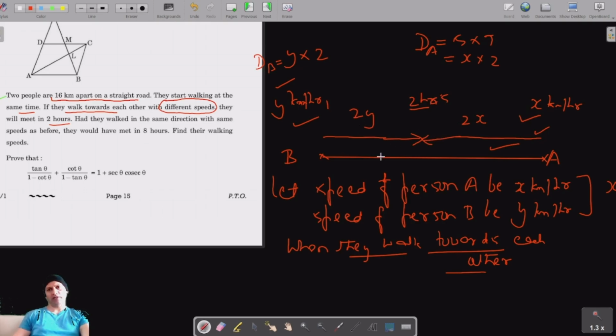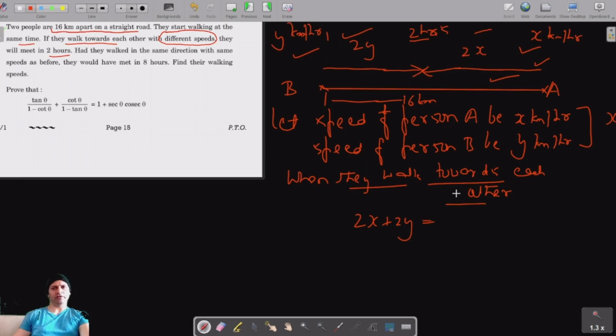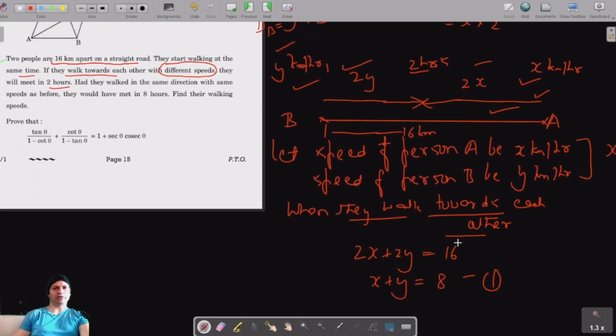So they meet at this point, and the total distance traveled by them, if we add this distance and this distance, is 16 kilometers. So we can say that 2x plus 2y is equal to 16, which gives us x plus y is equal to 8. And let's say this is our first equation now.